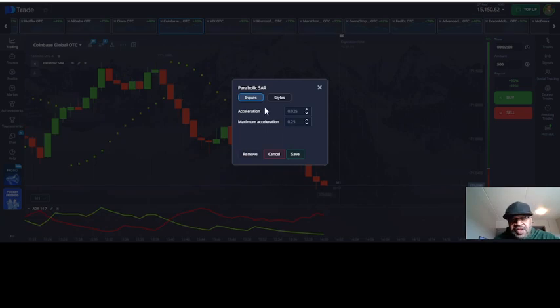So for the parabolic SAR, I set the acceleration to 0.025, maximum acceleration to 0.25, and in the style settings here, I just increased the line width to 2 pixels green.